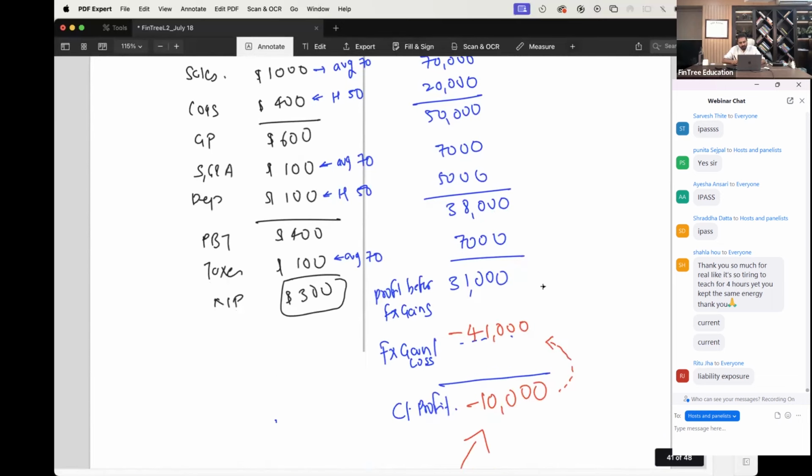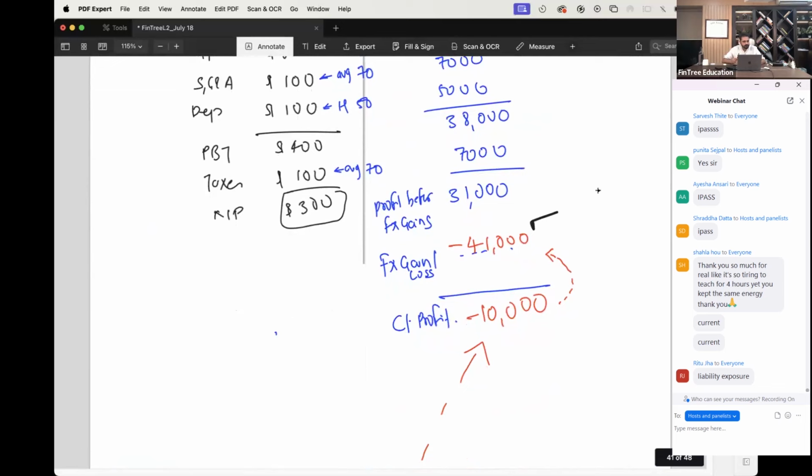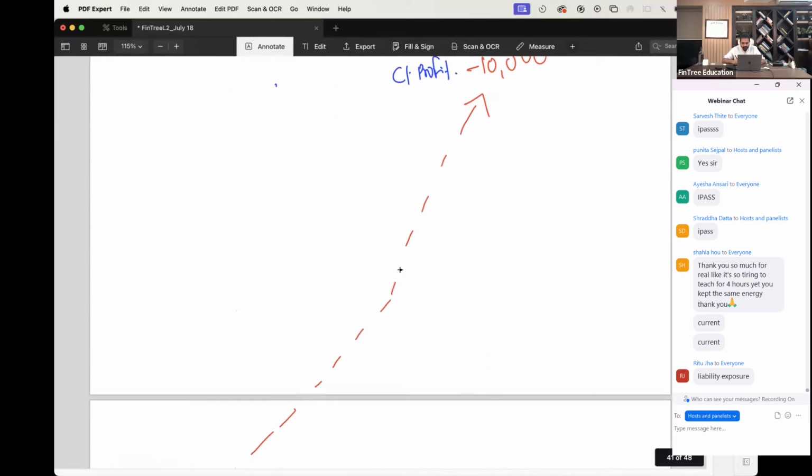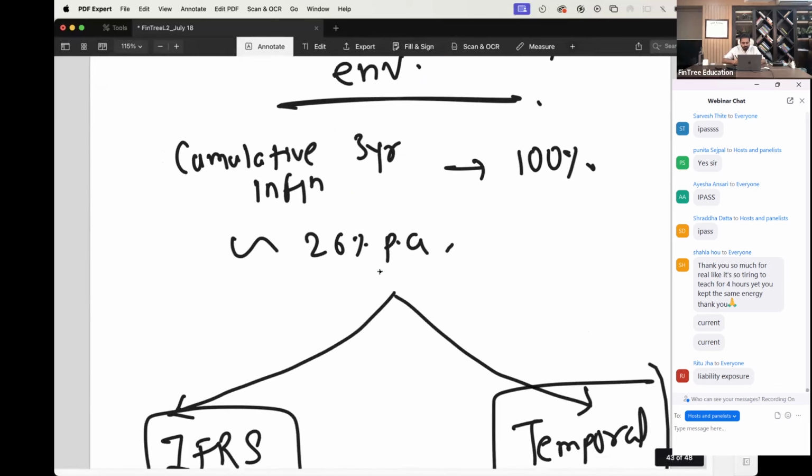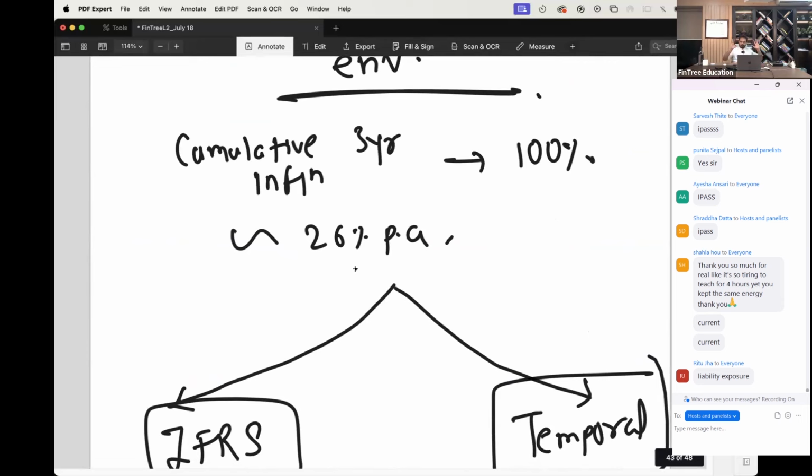Under temporal method, we actually booked a loss of 41,000. Right? So you need to be mindful of this concept. Number one, if I have an asset, currency appreciates, profit. Liability, currency depreciates, profit. Asset, currency depreciates, loss. Liability, currency appreciates, loss. Under current method, I have a net asset because my exposure is positive.